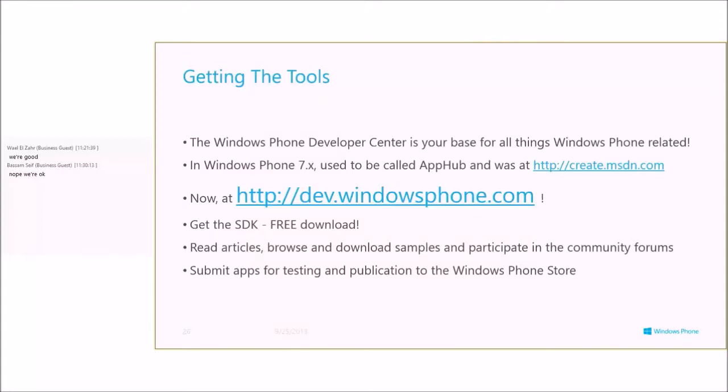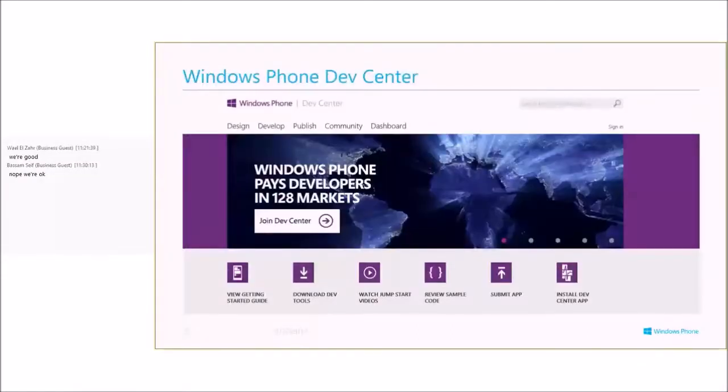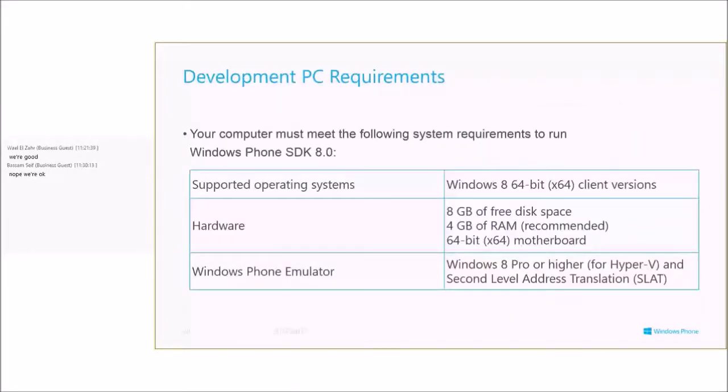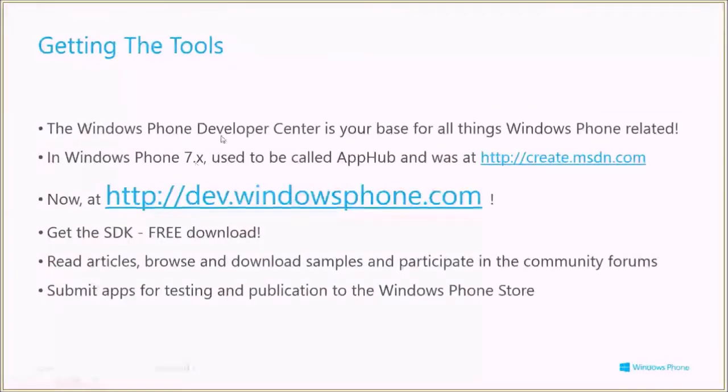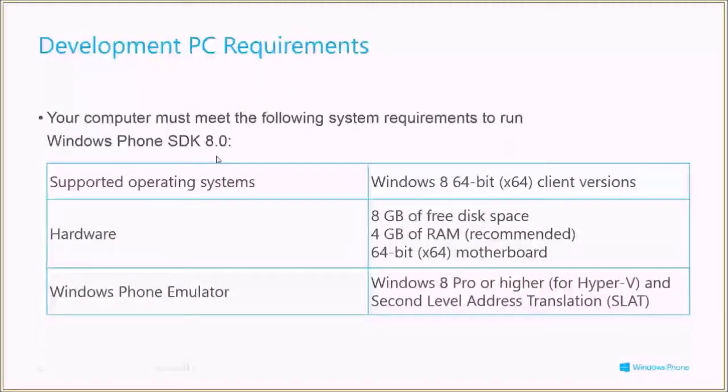The development PC requirements, if you don't have the Windows Phone 8 SDK installed on your machine yet, or you're having any issues, are these: a Windows 8 64-bit machine, 8 gigs of free disk space, a minimum recommended 4 gigs of RAM, a 64-bit motherboard, Windows 8 Pro or higher for Hyper-V, and second level address translation. If your machine does not support that, this is how you can test it.